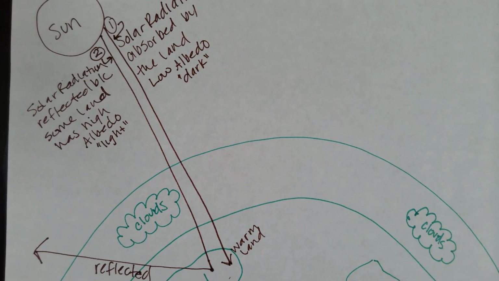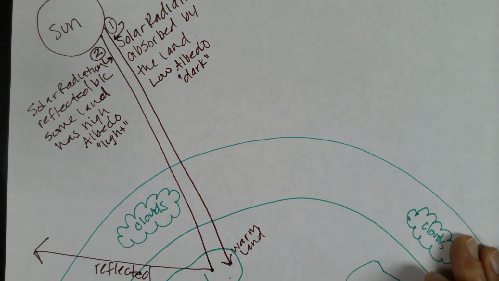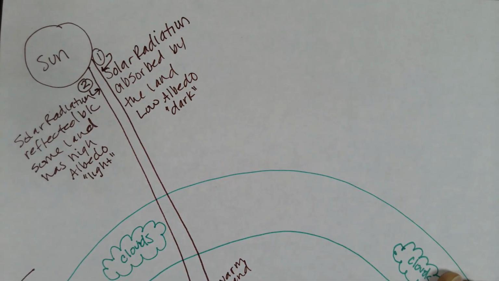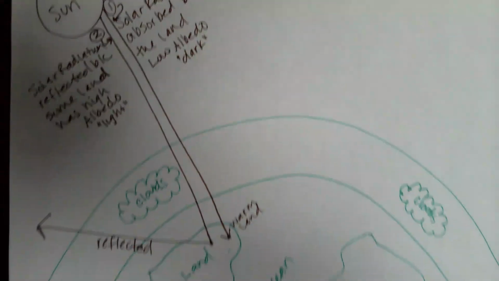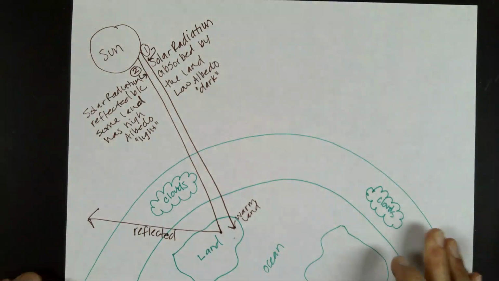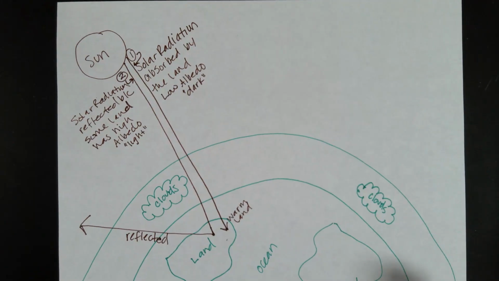And then again, you can pause this so that people can write things down. All right, so you have those two things that can happen. It can be absorbed because it has a low albedo, it's dark, or it can be reflected because it has a high albedo.